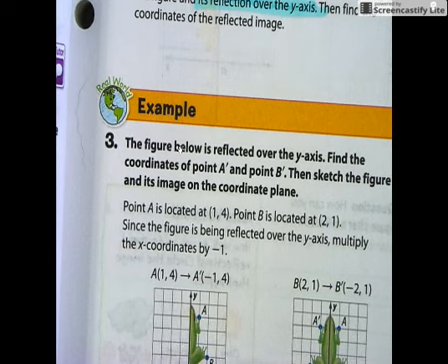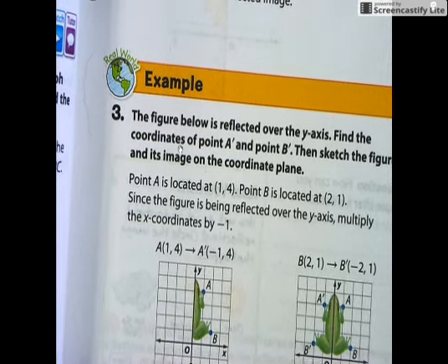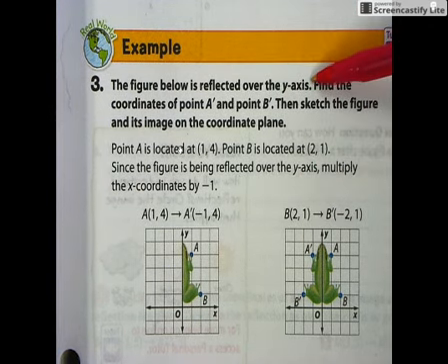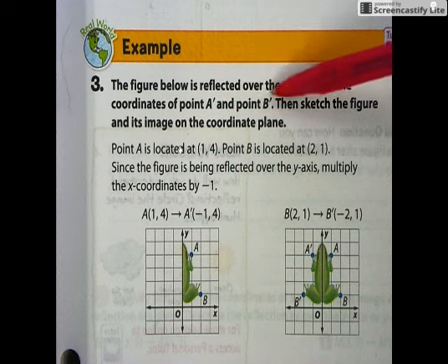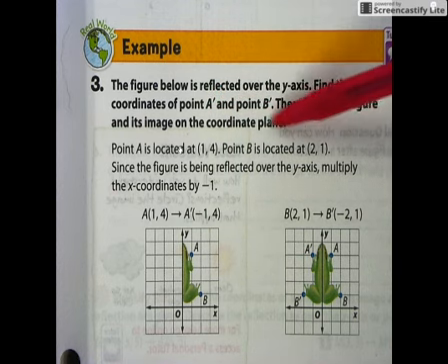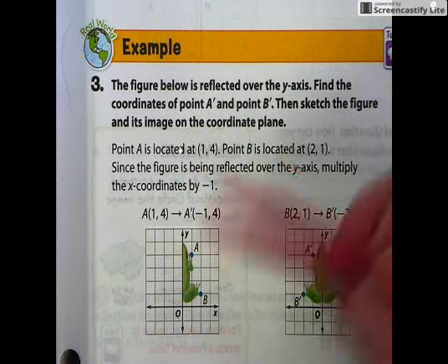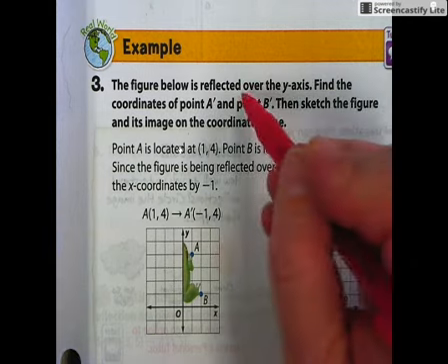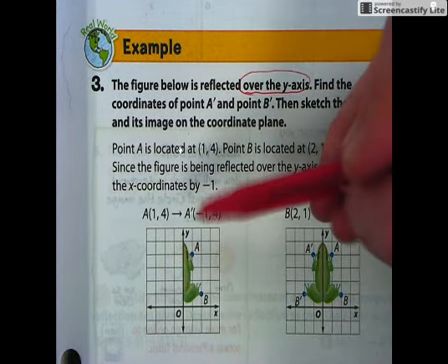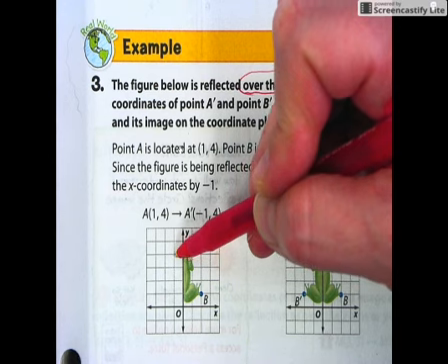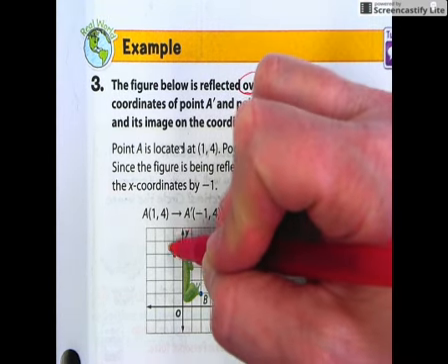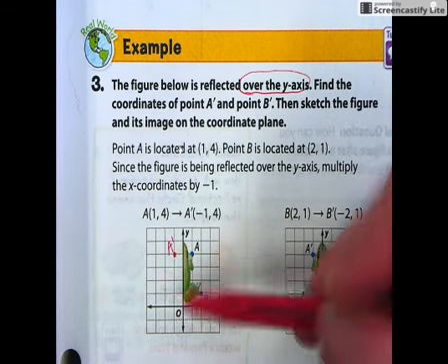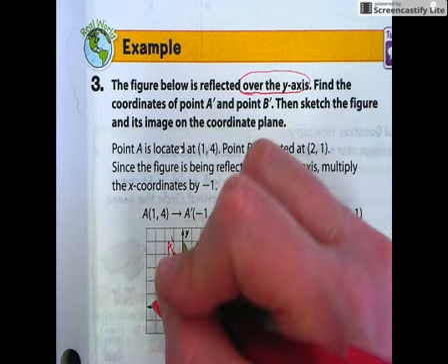Let's do this one down here. Okay, so the figure below of this frog is reflected over the y-axis. Find the coordinates of point A prime and B prime, then sketch the figure in its image on the coordinate plane. So if point A is located right here, and we're reflecting over the y-axis, point A is 1 unit away, so its reflection, A prime, should be right here. And then point B is 2 units away, so we should have point B right here, B prime.